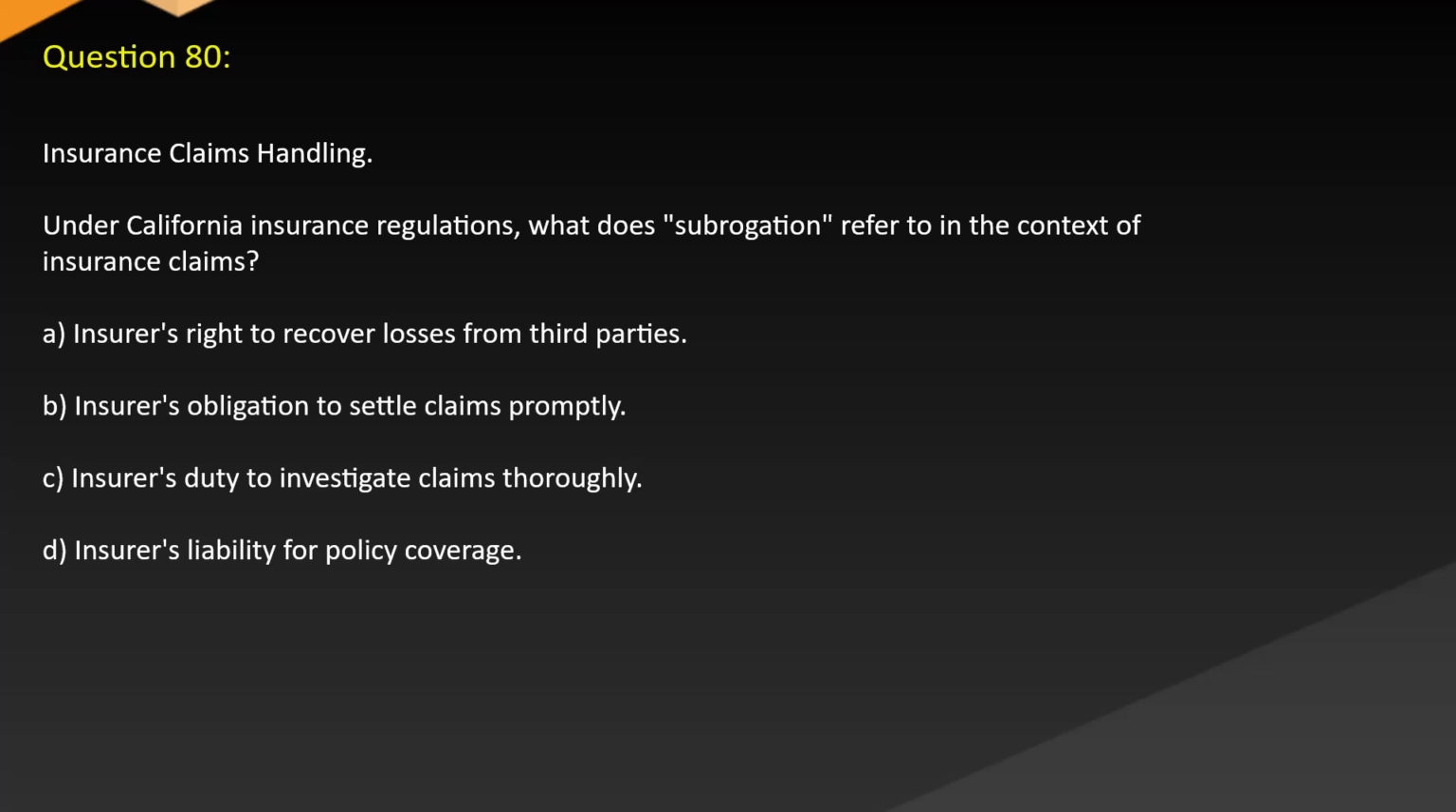Under California insurance regulations, what does subrogation refer to in the context of insurance claims? A. Insurer's right to recover losses from third parties. B. Insurer's obligation to settle claims promptly. C. Insurer's duty to investigate claims thoroughly. D. Insurer's liability for policy coverage.